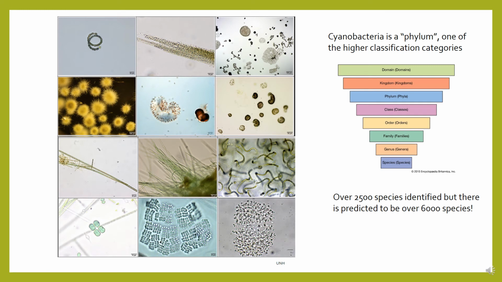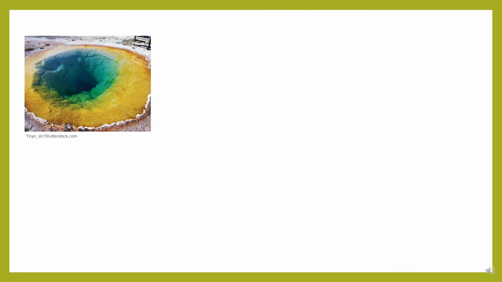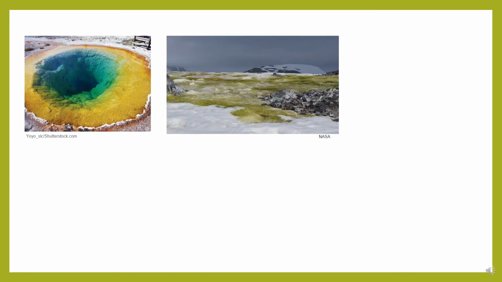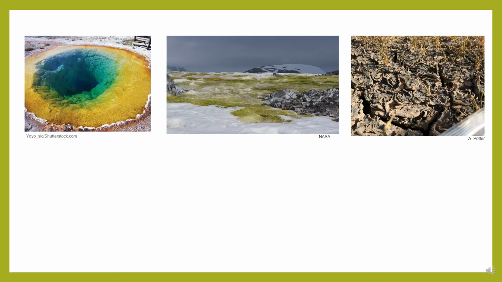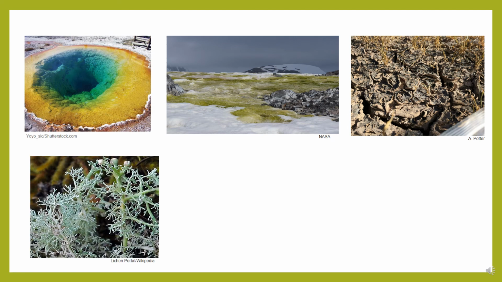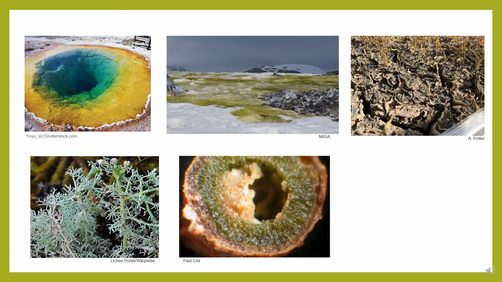So cyanobacteria comes in lots of shapes. You can see here there's squiggles, there's dots, there's lines. That's because cyanobacteria is a phylum, which is a type of classification just below kingdom. There are over 2,500 species identified, but it's predicted that there are probably about 6,000. So you can find them here and here, chilly. And here in the desert. Cyanobacteria are also found in symbiotic relationships with a lot of lichen or in plants.